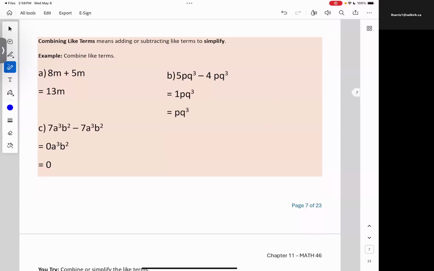So now that we've identified what like terms are, we're able to simplify our expressions by combining those like terms. If you have an 8m and a 5m, we know those both have the same variable to the same power, so they're like terms. That means we can add them. So 8m's plus another 5m's give us 13m's.